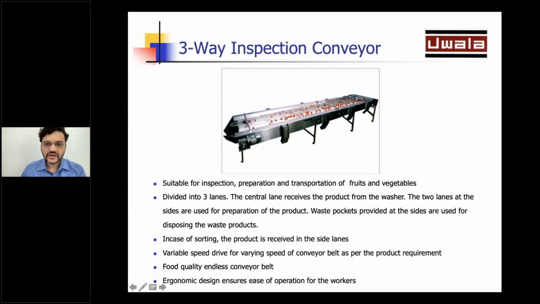It's just a simple belt. It runs from one end to the other. We control the speed of the belt with the help of a VFD, and the division of the central lanes is done with the help of SS square pipes.